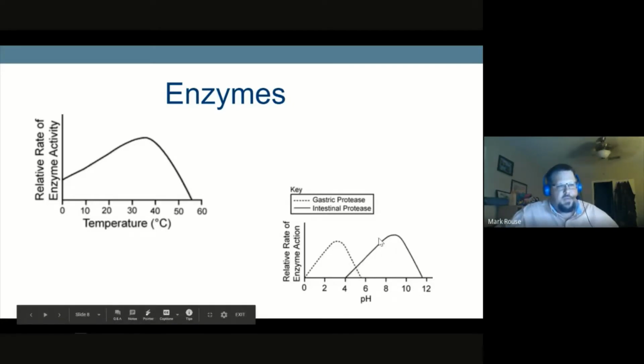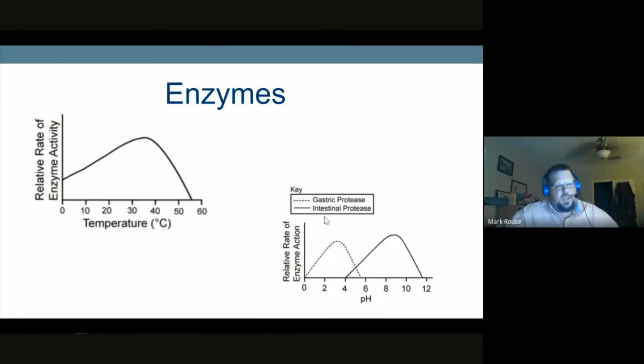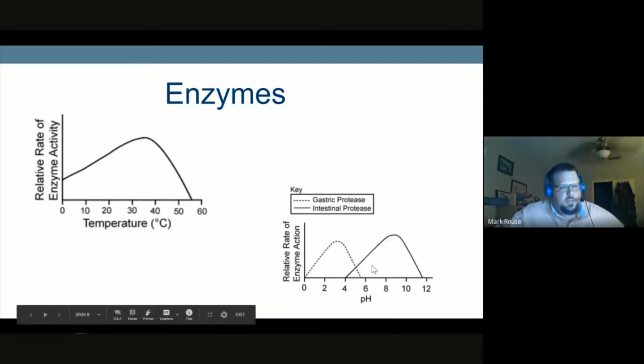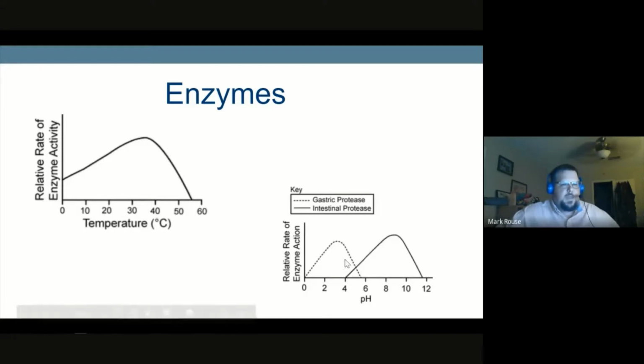Now we have to have a different enzyme called intestinal protease. So they're still the same, but they're a little different in their chemical makeup when you get down to the nuts and bolts of it. But notice this one works best at about a pH of 9, so a pretty decent sized base. Okay, and so that's how you read these type of charts. So remember, temperature and pH are what can affect enzymes. They only work in certain areas, certain temperatures, and certain pHs.